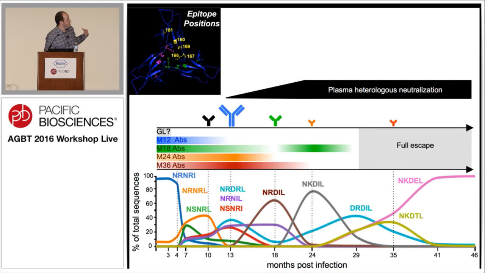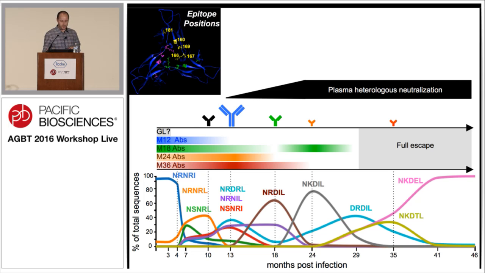And of course, the devil's in the details of the sequences. So we drill down to the specific positions we know are important, and the set of amino acids at those positions defines what we call an immunotype there. And what you can do is chart the evolution of these immunotypes over time, which is this bottom panel.